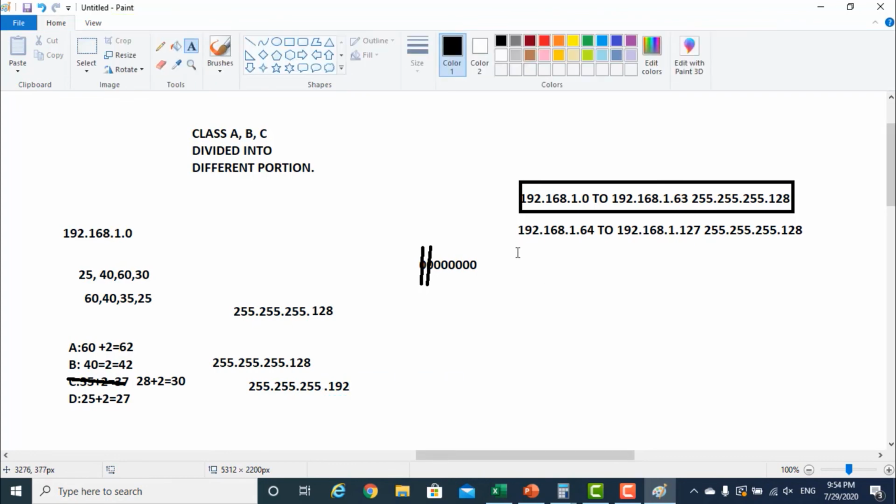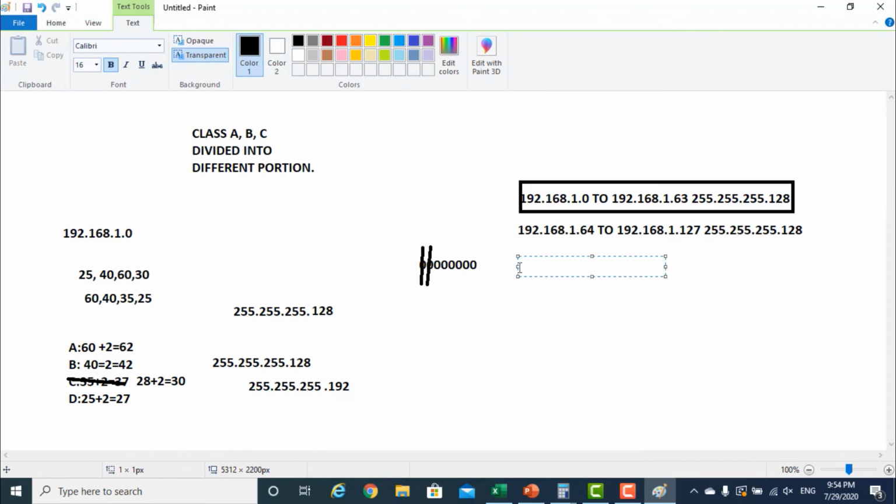Now let's see the range. What is the range? The range starts from the previous one, 192.168.1. The previous one ends with 128. That's why I'm telling you to arrange it from bigger to lower. The previous one ends at 128, so this will start from 129.